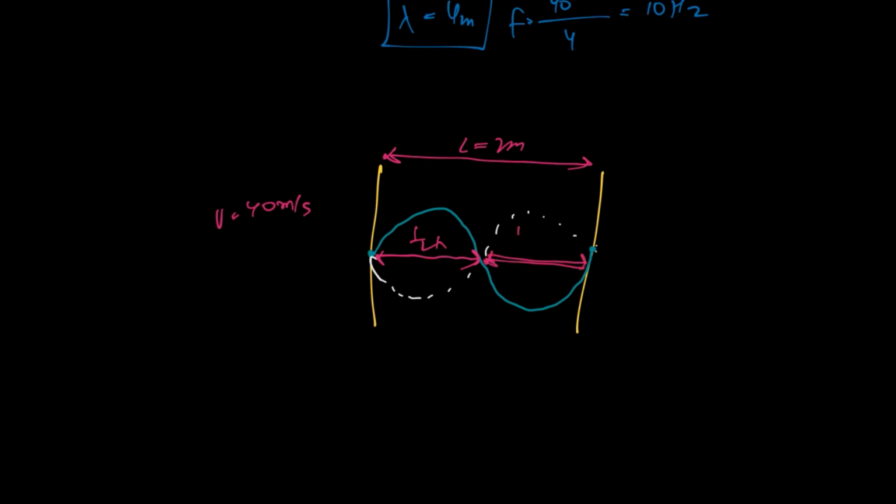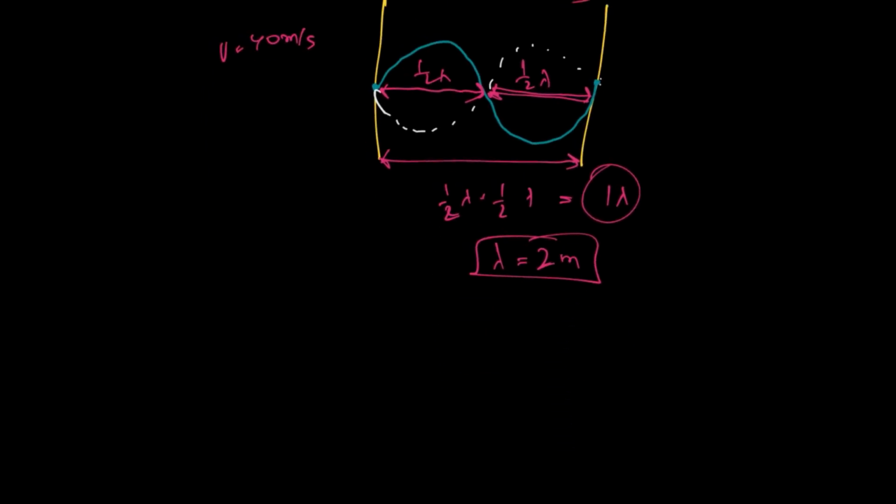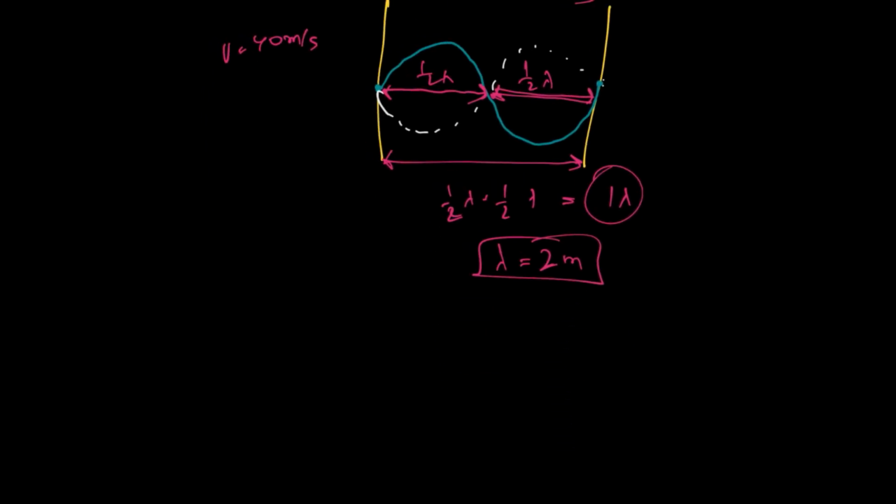Okay, so this is a rough sketch, right? So half lambda plus half lambda would give us 1 lambda. So this tells us that now, after changing the waveform in this specific length, the wavelength is equal to 2 meters. And if we are asked to find the frequency, v equals f lambda. Velocity is 40, lambda is 2, so frequency comes out to be 20 hertz.